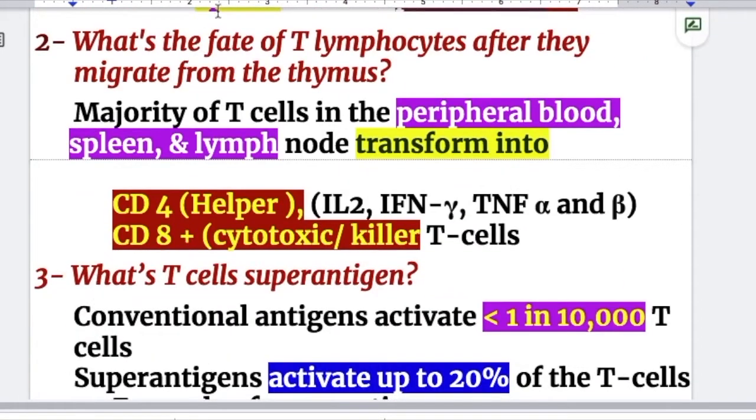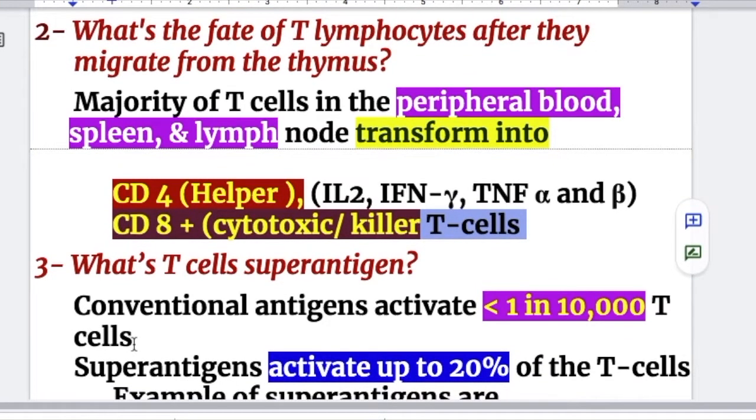Number 2. What's the fate of T lymphocytes after they migrate from the thymus? The majority of the T cells in the peripheral blood, spleen, and lymph node transform into two types of cells: number 1, CD4 or helper cells, which produce interleukin, interferon gamma, TNF alpha, and beta, and number 2, CD8 type of cells or cytotoxic or killer cells.